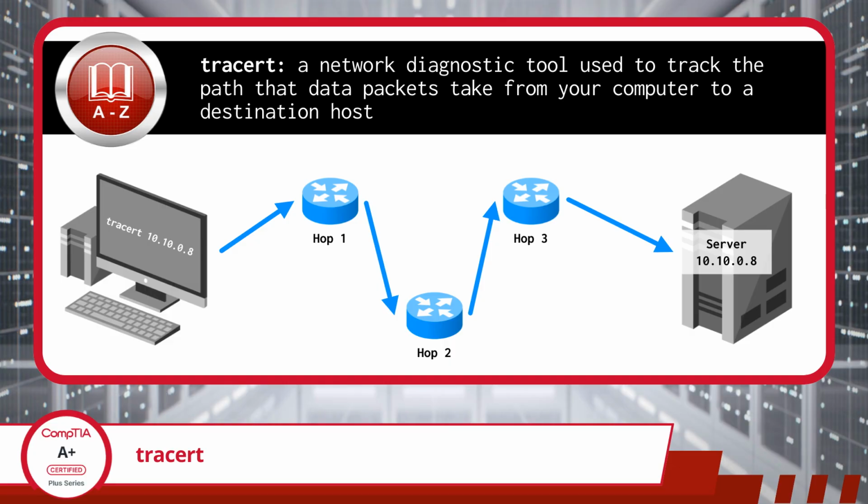Imagine you're sending a letter through the mail, and you want to know every post office it passes through before reaching its final destination. The tracert command does something similar but for data packets. It sends packets to the destination and records each router, or hop, that forwards the packet along the way.